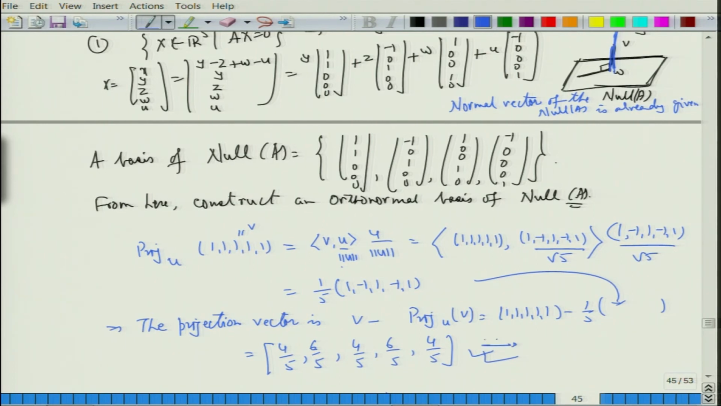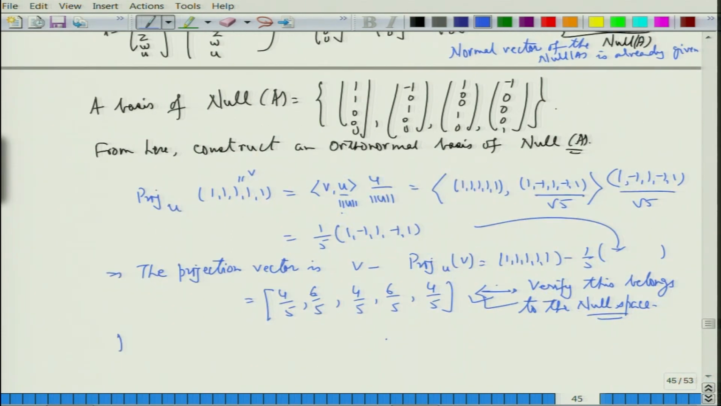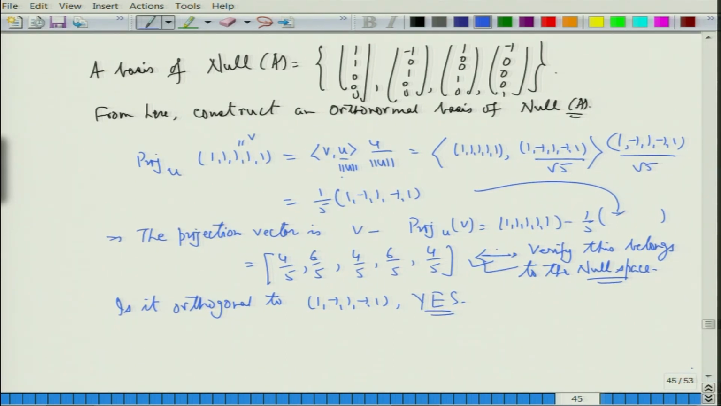So verify this belongs to the null space, alright. So for verification, what you are supposed to do? Just check whether this vector is perpendicular to this vector or not, alright, fine. So is it orthogonal to 1 minus 1 1 minus 1 1? Answer is yes. 12 minus 12 is 0. Is that okay? The other was, look at the orthonormal basis of null space.